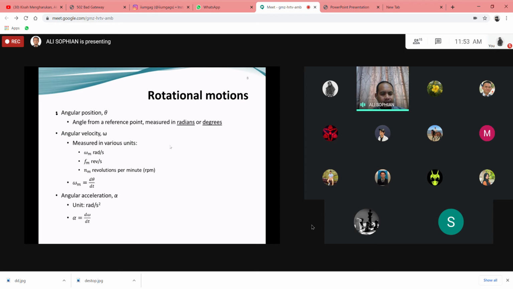Then angular acceleration, which is the time derivative of omega, or angular velocity, and the unit is radian per second squared. The angular velocity is d theta by dt, and the angular acceleration is d omega by dt. So omega m, the angular velocity, is the time derivative of the change in the angular position.